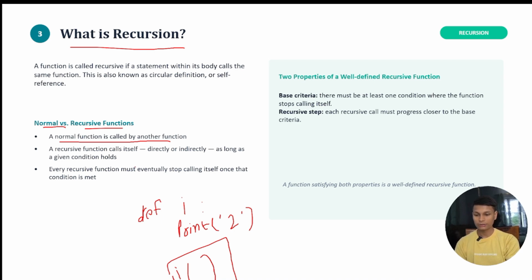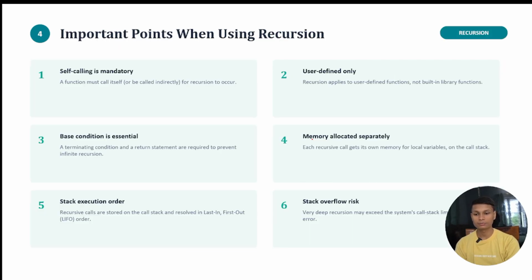So you can simply say that recursion is basically a thing which calls itself. We can use a recursive function within a function. Every recursive function must stop calling itself once a condition is met. So these are all the things about recursion.